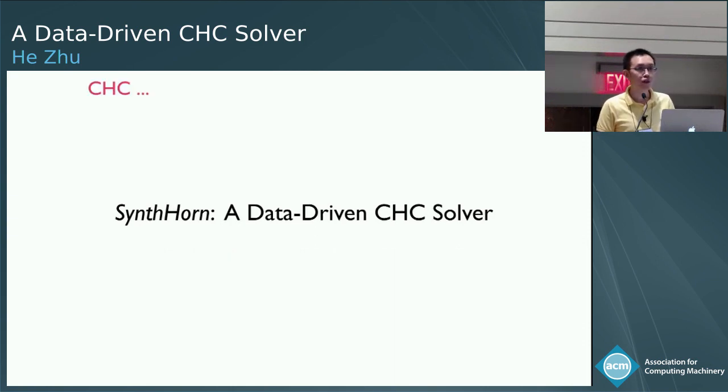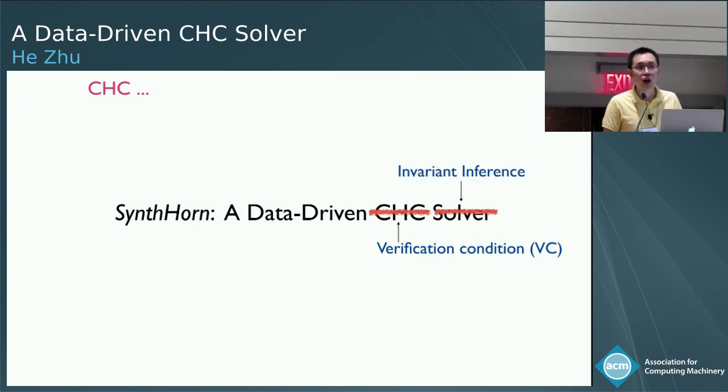A CHC is a Horn constraint, which was talked about by Ranjit Jhala on Wednesday in his keynote talk. In our talk, a CHC can be understood as a verification condition, and the CHC solver as invariant inference. I'm not going to distinguish the subtle difference between invariant inference and CHC solving due to the timing constraint.